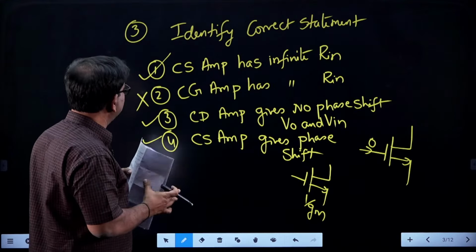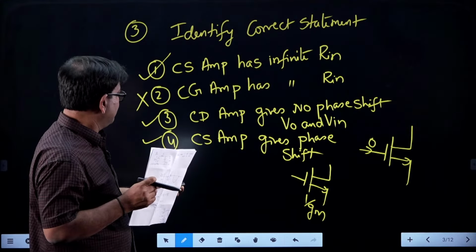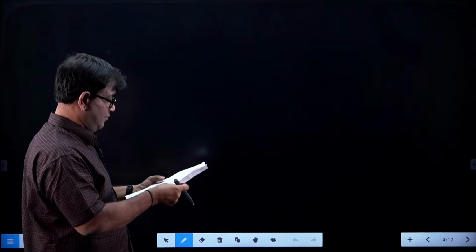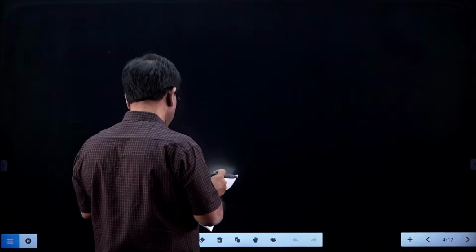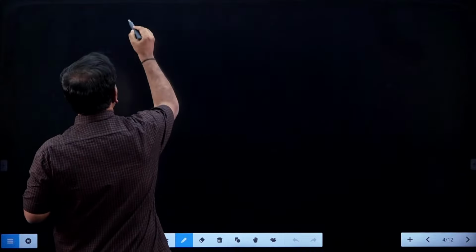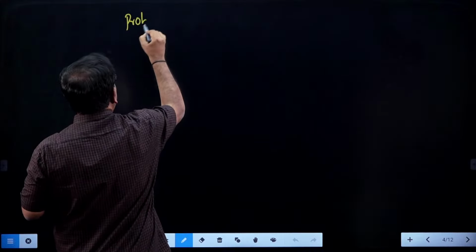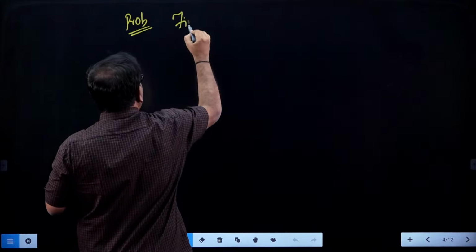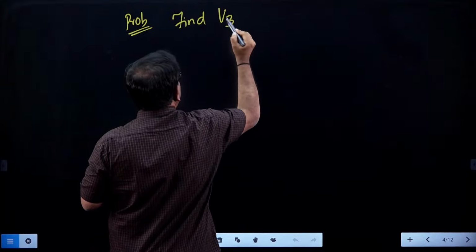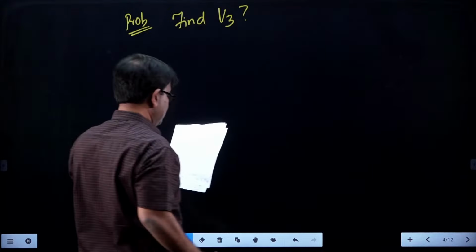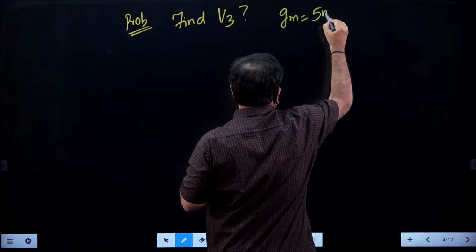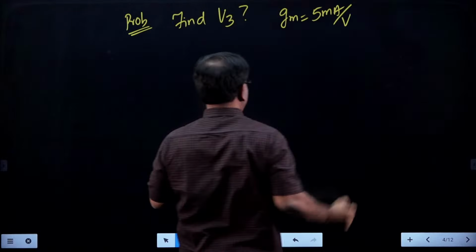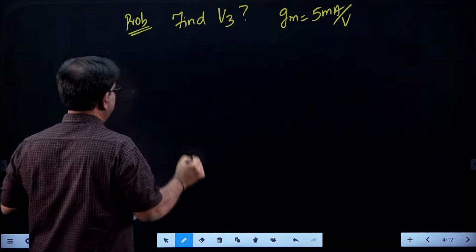So, next: find V3 if GM is 5 milliampere per volt.